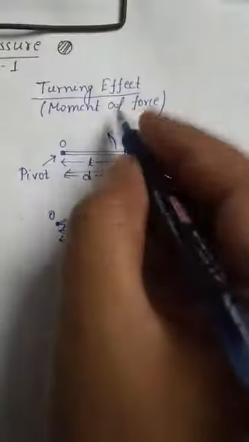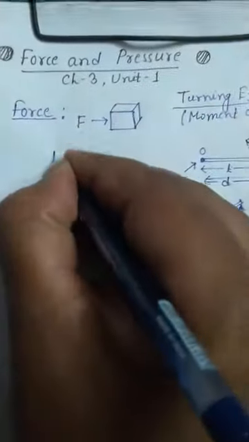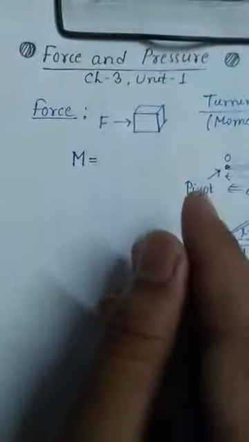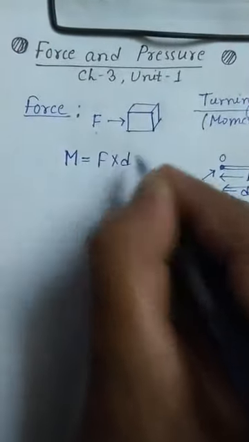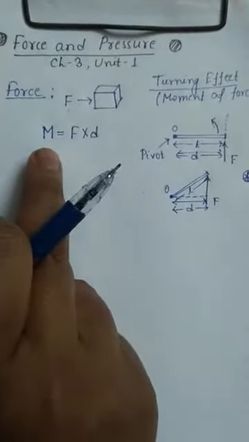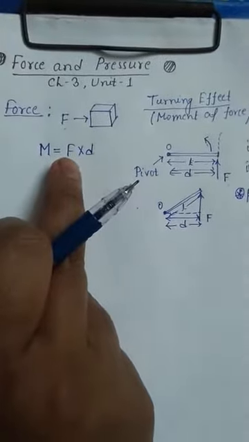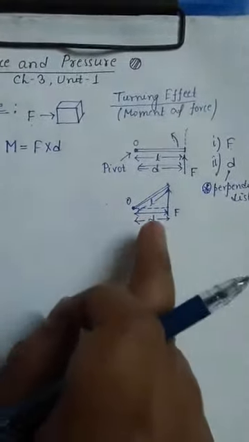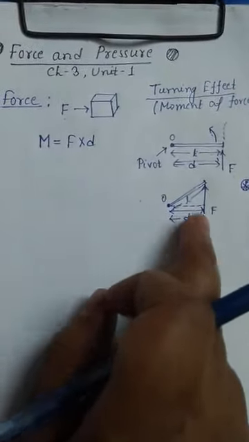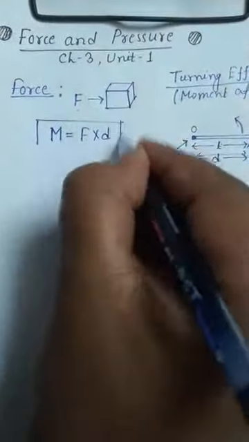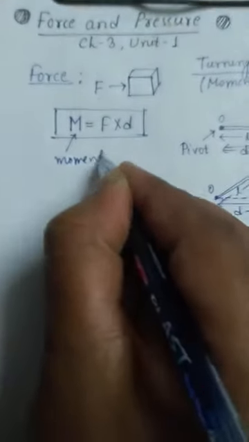Now this turning effect of force, or the moment of force, is denoted by the symbol M. And that will be F into D. So this is the value of moment of force. Moment of force is equal to force into the perpendicular distance between the pivot and the line of force. Is it okay? This formula is very much important. Here this M is the moment of force.